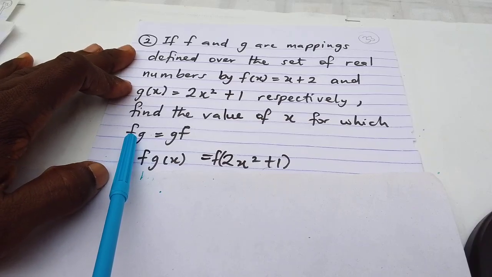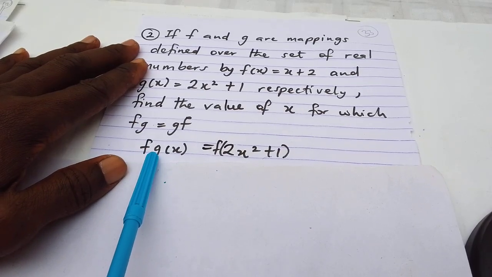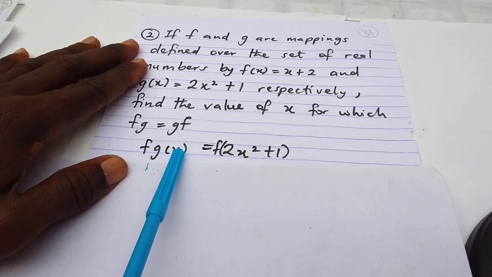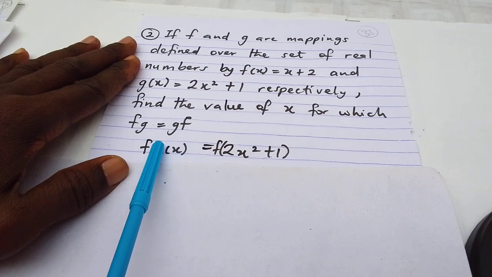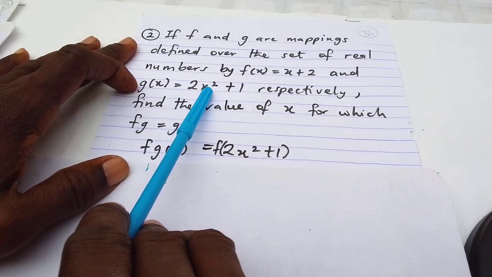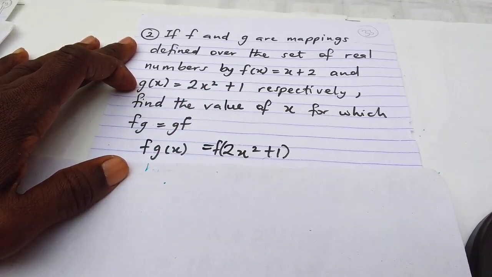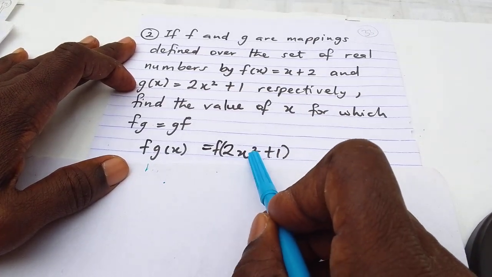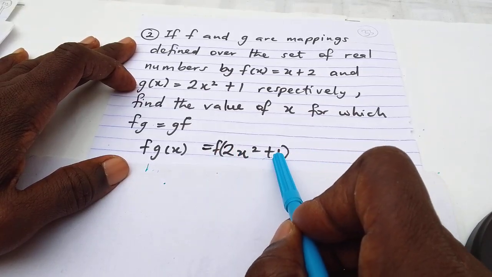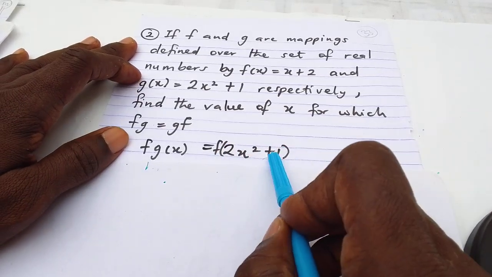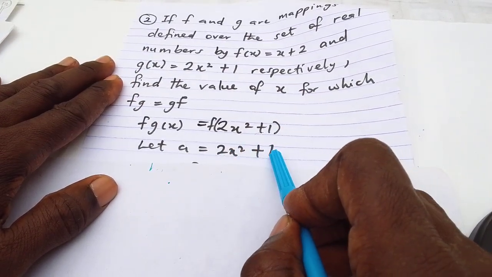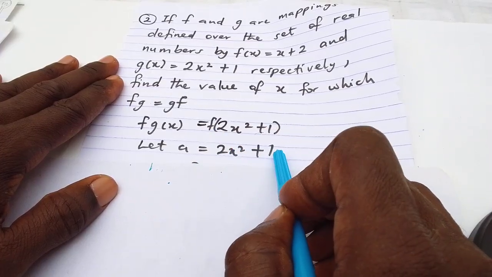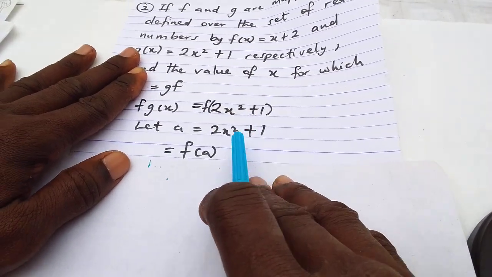So now first of all, let's take this one. Let's look for the composite mapping of fg. This is the same thing as writing it as fg of x. Now for us to be able to remove this g, you are going to replace this g of x by the mapping of g of x, which is 2x squared plus 1, since our g of x is 2x squared plus 1. So now you can represent this one as a. Let's say our a is equal to 2x squared plus 1. So in place of 2x squared plus 1, I'm going to substitute a. So that's what I'm having here.